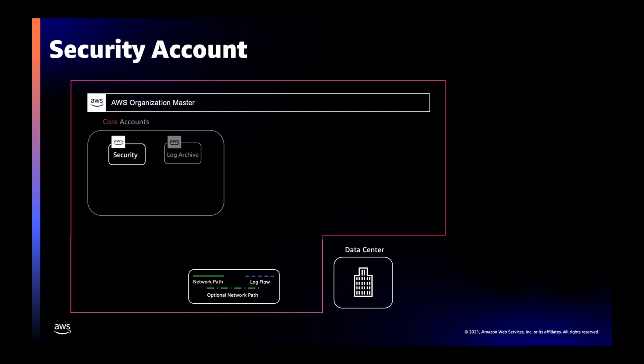Next up, related, is the security account. You'll see this is a recurring thing: the security account will have CloudTrail enabled, and it will be sending logs to the log archive account. There would be an optional connection to the on-prem data center, and that would depend on whether or not you had security tooling existing in that data center that needs connectivity to AWS. That's why it's optional. Some customers have that, some don't.